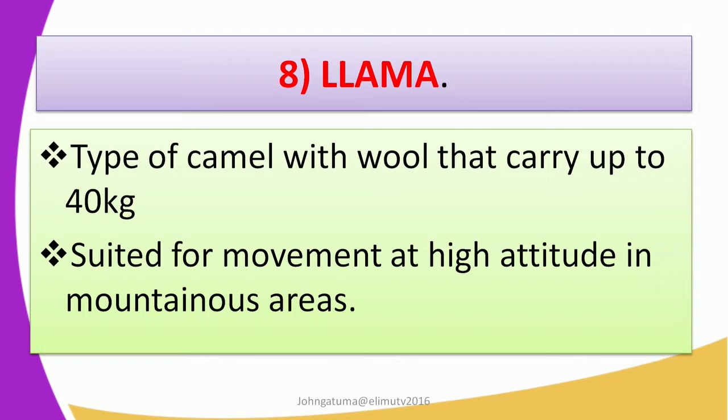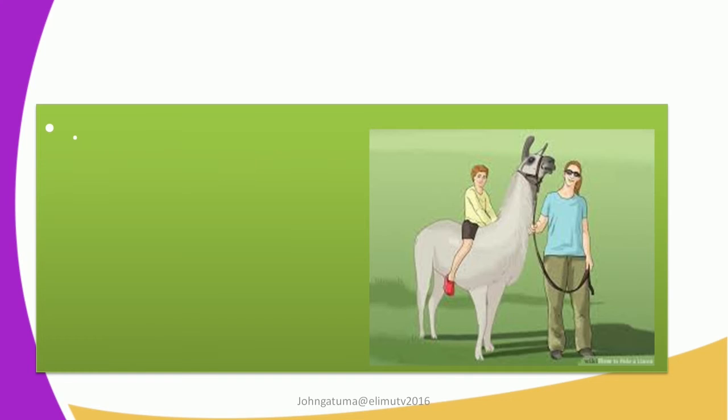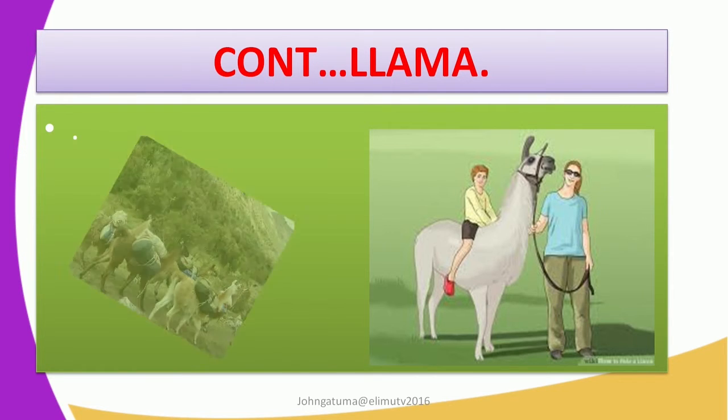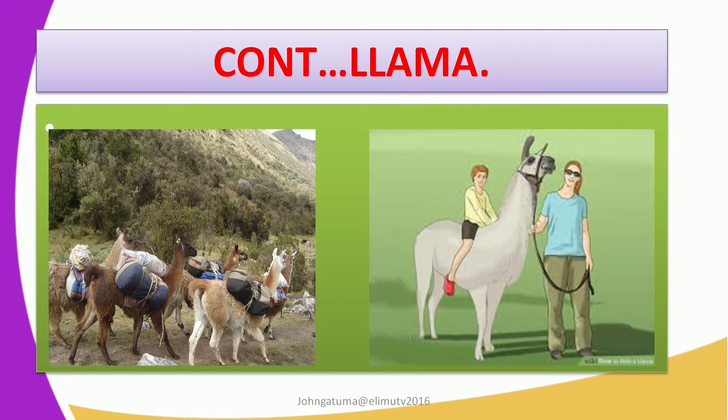And how does it look? It's almost like a dog. It looks like a dog and a camel. It normally looks like a camel, but it has wool, and it is suited for high altitude areas or mountainous regions. So pictures of the llama are seen here. This is a picture of a llama, and in Kenya it can only be found at Egerton University. So when you want to look at a llama, go to Egerton University in Nakuru County.